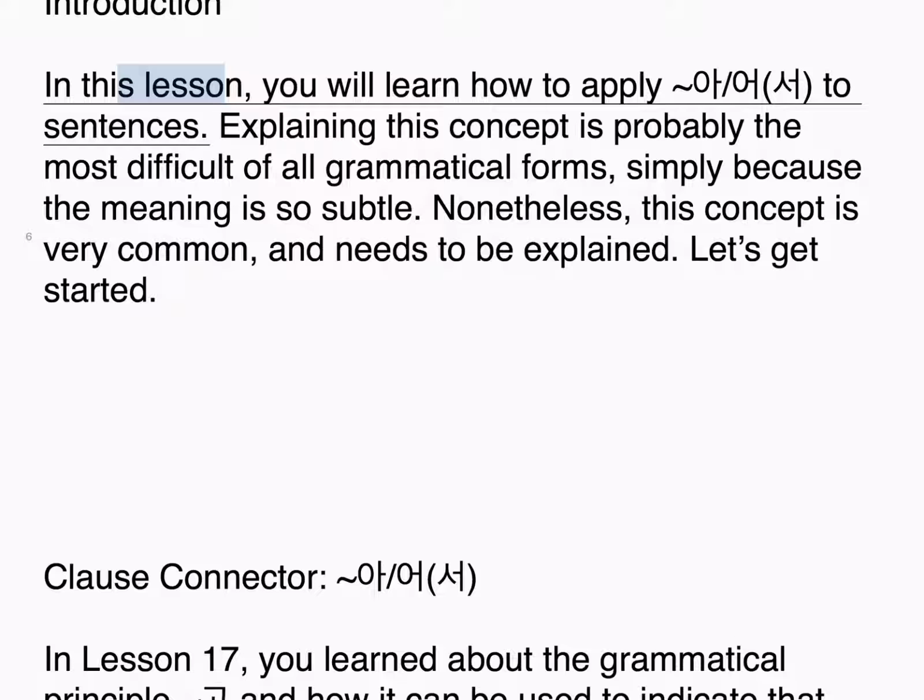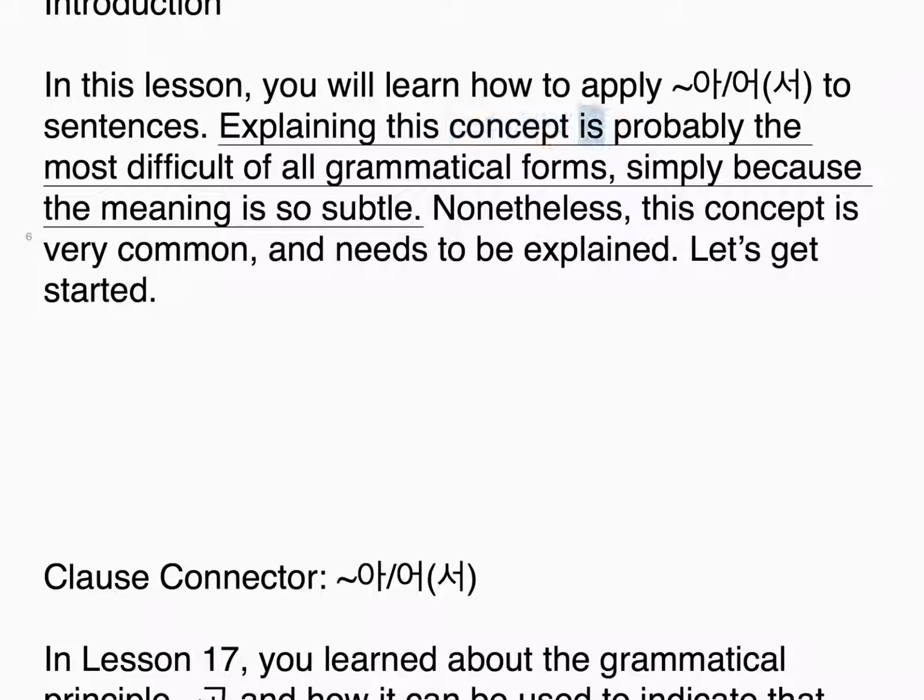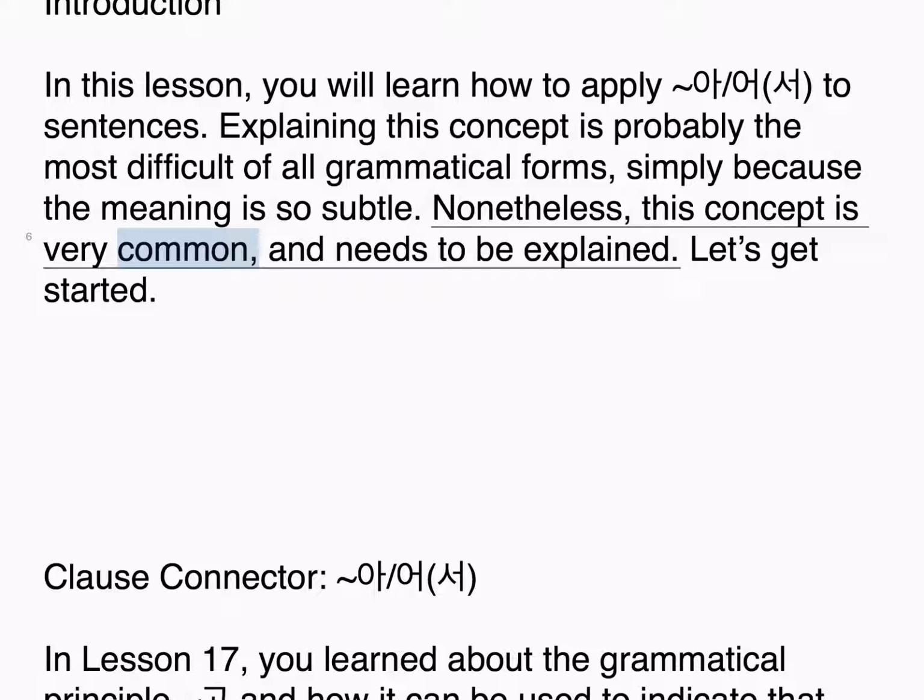Introduction. In this lesson, you will learn how to apply 어서 to sentences. Explaining this concept is probably the most difficult of all grammatical forms, simply because the meaning is so subtle. Nonetheless, this concept is very common and needs to be explained. Let's get started. Clause connector 어서.